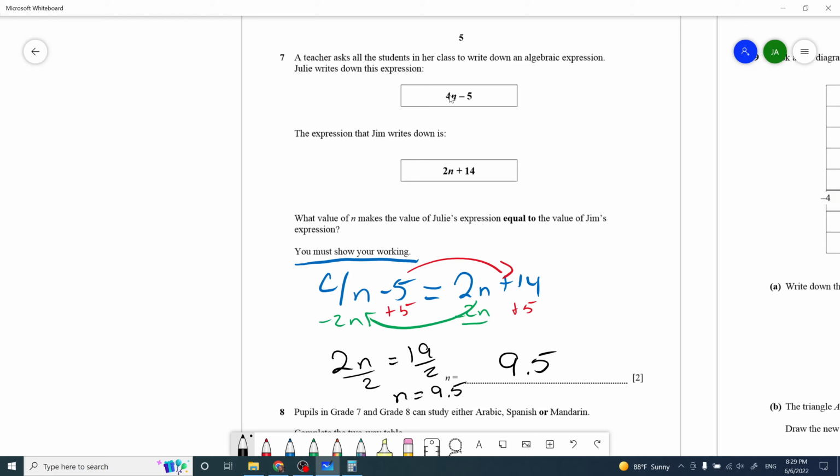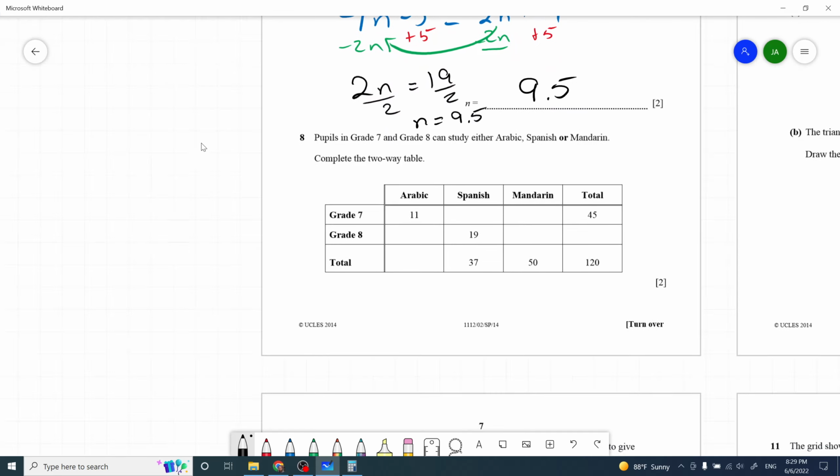And if you plug these in, 4 times 9.5, that would give us what? 38 minus 5, which is 33. And 2n times 9.5, this is going to give us 19. Plus 14, again, is going to give us 33. So we do see that this works. We've already checked our work as well. Double check so we can move on and forget about this.